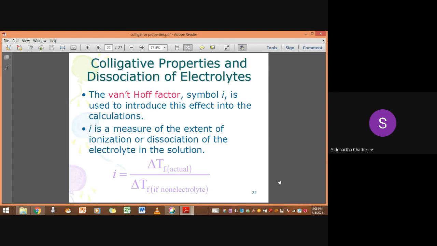On the other hand, when association of the solute molecules takes place, the number of particles decreases. So your observed colligative property is going to be less than the expected or theoretical colligative property. So in that case, i is going to be less than 1. Always remember, under ideal condition, when no dissociation or association of the solute molecules takes place, i equals 1. When dissociation of solute molecules is taking place, i is greater than 1. And when association of the solute molecules is taking place, i is less than 1. Is it clear?